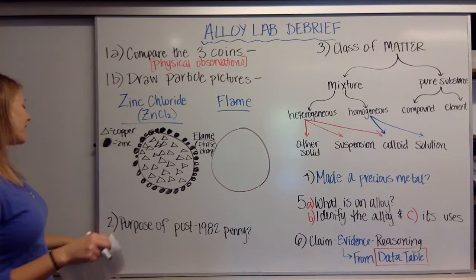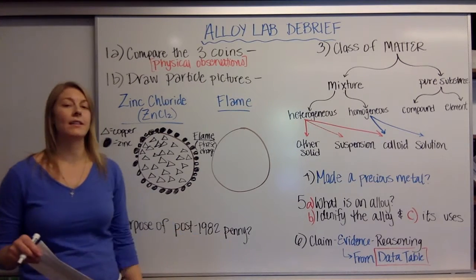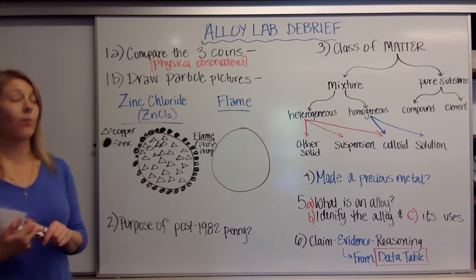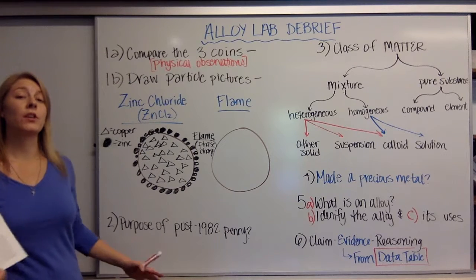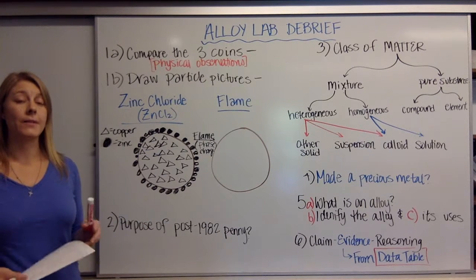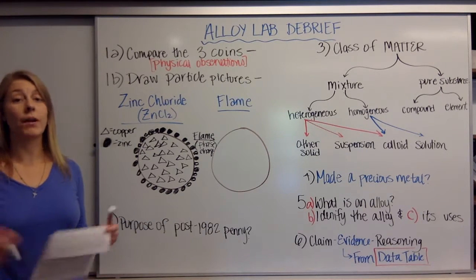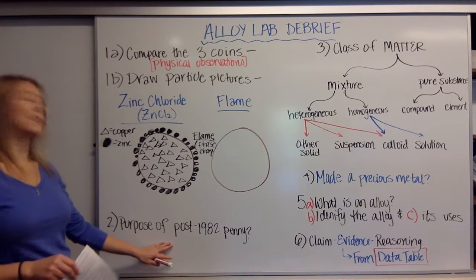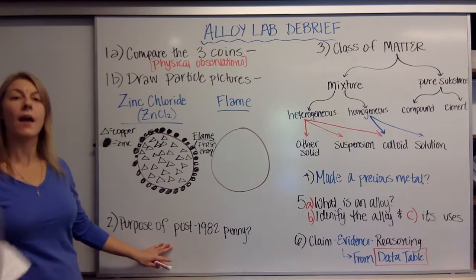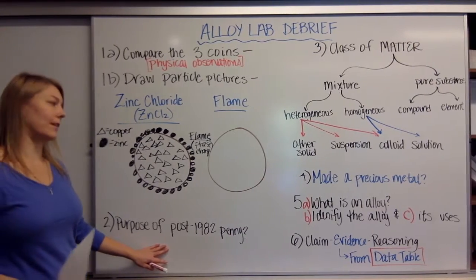Number 2 says, what was the purpose of the post-1982 penny? I'm going to let you guys figure that one out on your own. You can talk to some peers, but remember that we talked about different variables that are present in experiments, all right? So what kind of variable might this post-1982 penny have been acting as, and why? What was the purpose of actually using it?